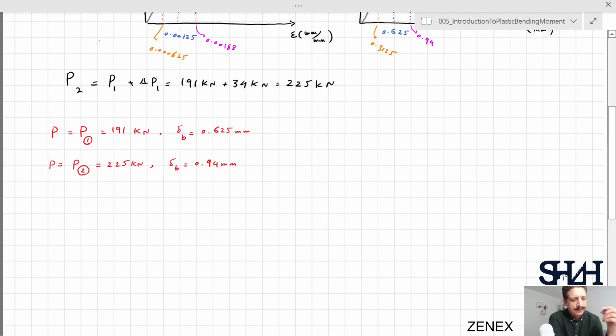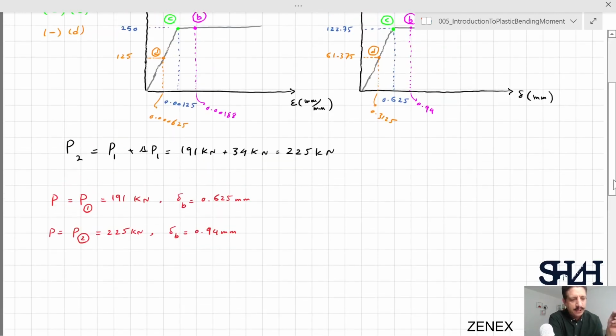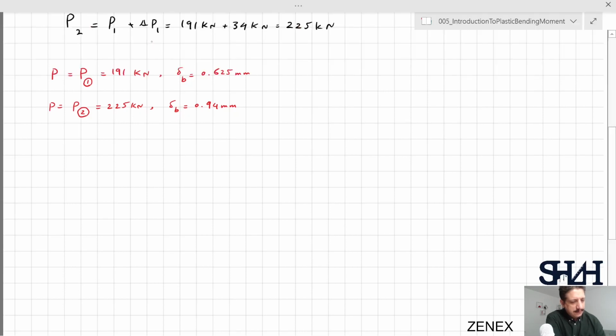Do we have any capacity left? For sure we have, because still we have two members, D and D prime, that are with 125 megapascal stress and 61.375 kilonewton. But C and B are now eliminated. So now we can sketch the rod for the third part, or for the third phase.